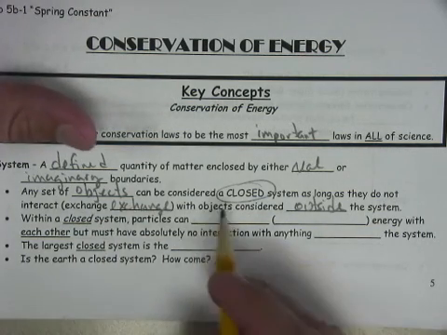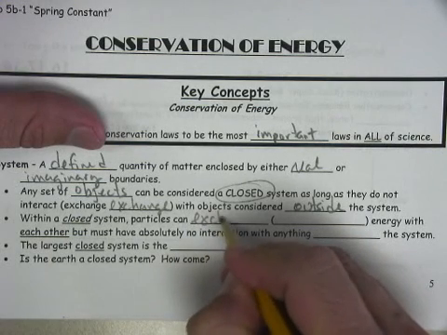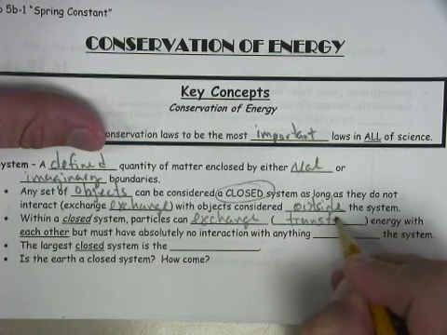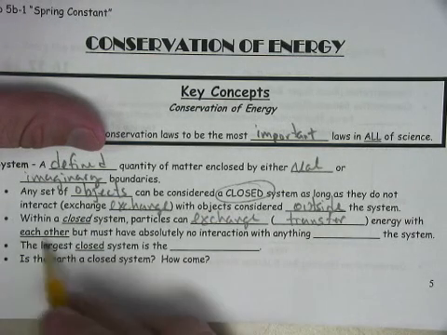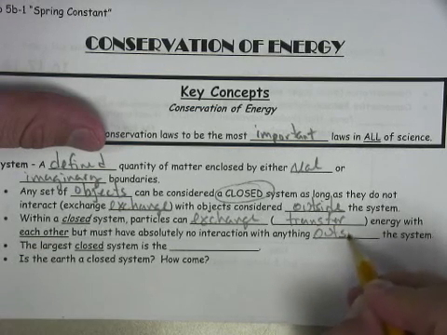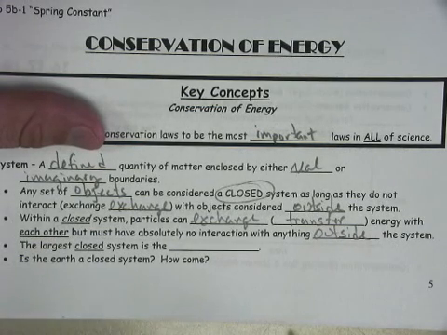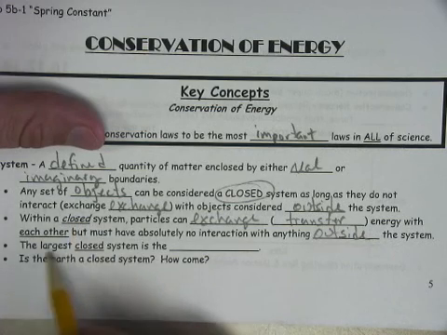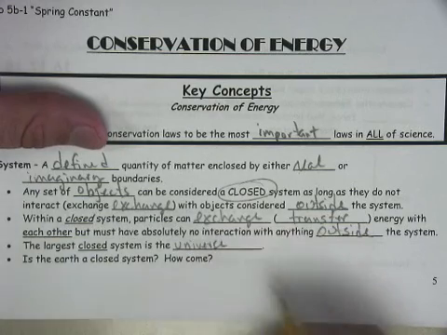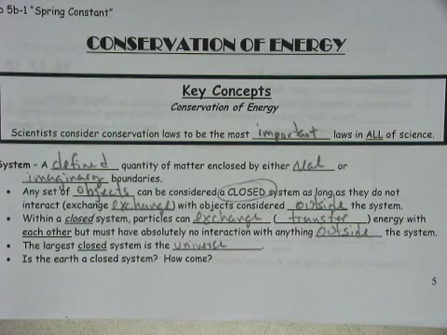So within a closed system, particles can exchange. We call that transferring. Exchange energy with each other, but must have absolutely no interaction with anything outside the system. And that's for a closed system. The largest closed system that we have is going to be the universe. As far as we understand, the universe, which is basically everything that God created, no energy goes in and no energy goes out. And we can call that a closed system.